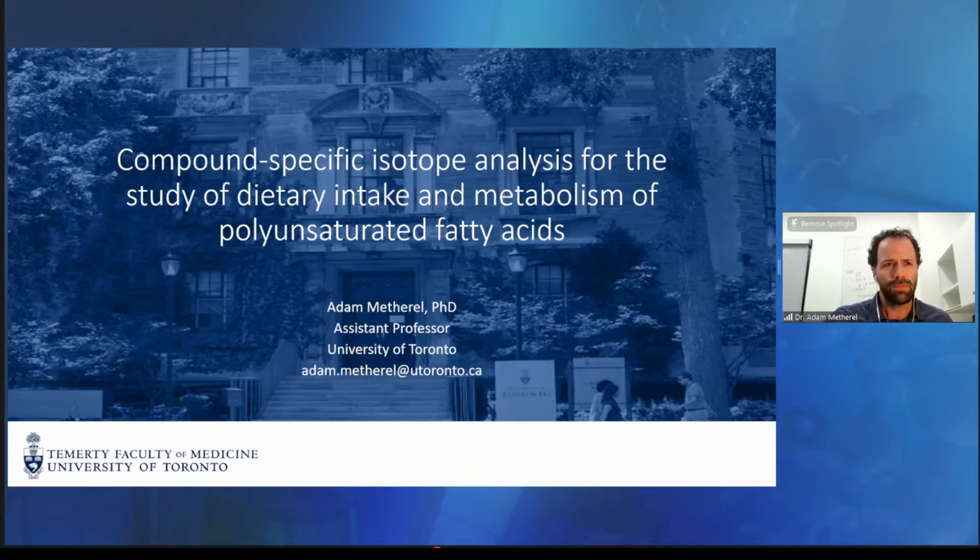So today, I'm going to talk about compound-specific isotope analysis as an emerging tool for studying dietary intake and the metabolism of polyunsaturated fatty acids, specifically with a focus on omega-3 polyunsaturated fatty acids today.